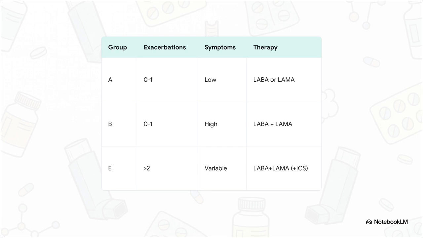If they're group A, they have very few exacerbations and low symptoms, they just get a single bronchodilator. Easy. Group B patients also have few exacerbations, but they have high dyspnea. They need dual therapy with a LABA and a LAMA to maximize that synergy. Then you have Group E. These are your frequent exacerbators. Their initial therapy is also dual LABA/LAMA, but this is the specific group where you must check those blood eosinophils. If they're high, remember over 300, you escalate them to triple therapy by adding that ICS.